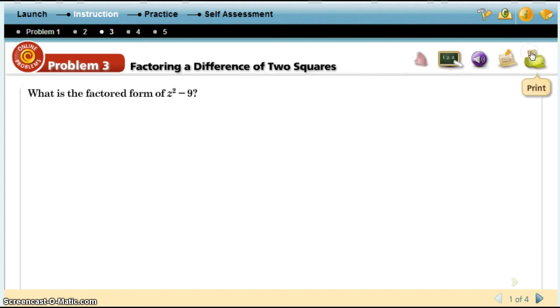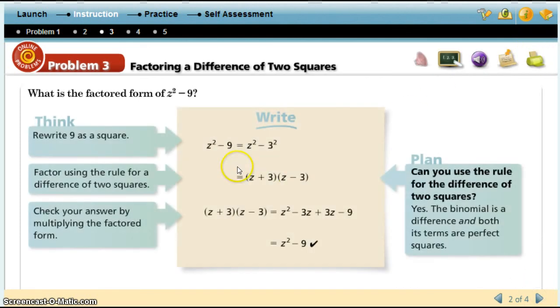All right, so we've got, let's look at this. We've got z squared minus 9 equals z squared minus 3 squared. So we can rewrite that 9. Z is our A, so we write it where A belongs, and 3 represents our B, so we write it where the B belongs. And then you notice one's plus and one's minus because that's the rule for the difference of two squares.